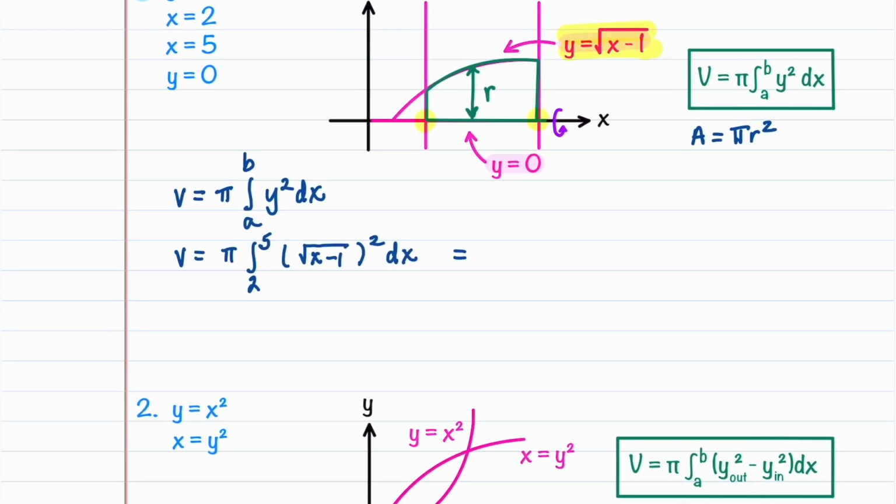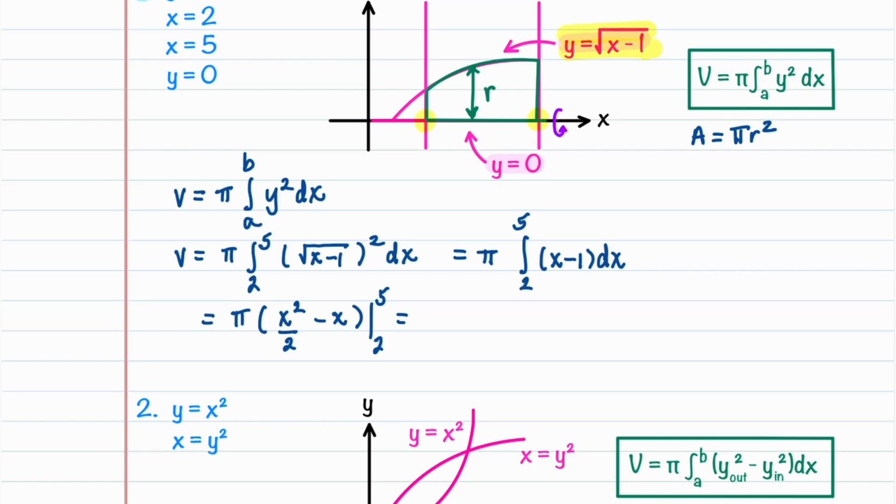This is equal to pi times the integral from 2 to 5 of x minus 1 dx. This is equal to pi times the integral of x, which is x squared over 2, minus the integral of 1, which is x, and we're going to evaluate this from 2 to 5. This is equal to 25 over 2 minus 5 minus the quantity 2 squared, which is 4 divided by 2, minus 2.